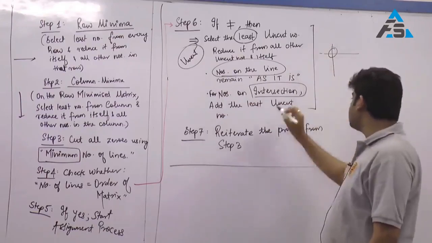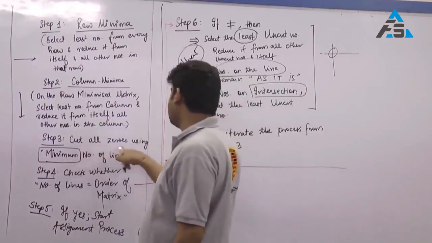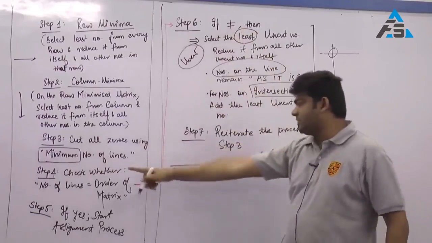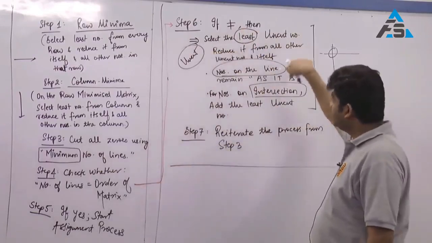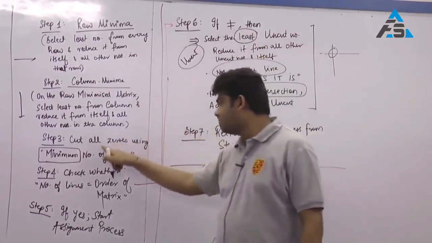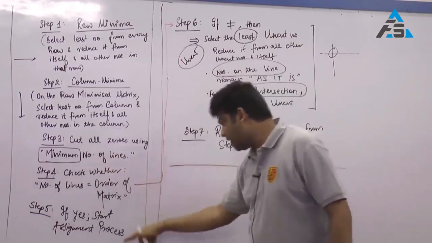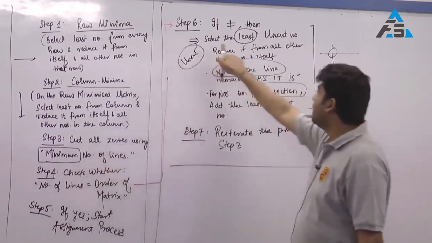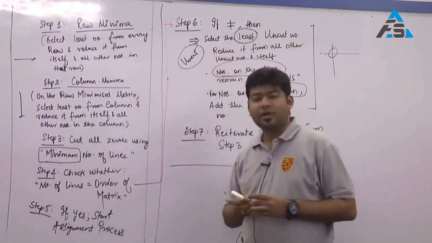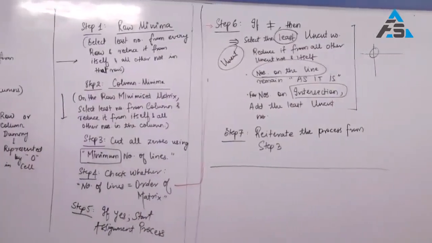Once this whole process is performed, again we will go to step 3. What is step 3? Cut all zeros using minimum number of lines. So at step 6, if number of lines is not equal to order of matrix, I will draw a new matrix using all these operations. Based on this, again I come to step 3. Once step 3 is done, again step 4. Step 4 equal, I start the assignment process. Step 4 not equal, I go to step 6. Again reiterate the process till I reach step 4 and step 5. So this is how the assignment process will work.